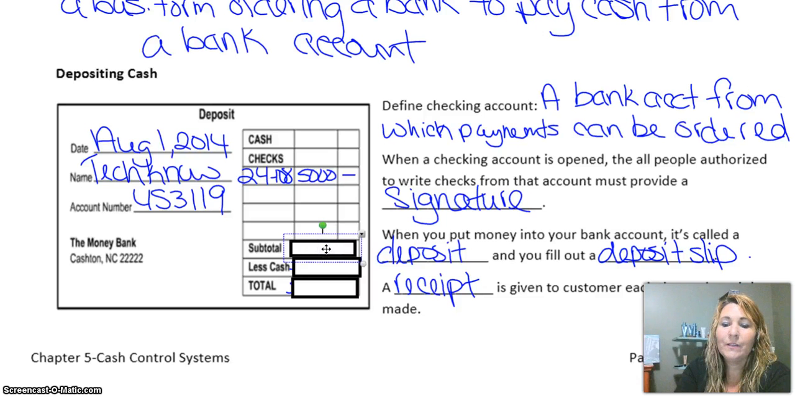We don't have anything else, so our subtotal is $5,000. Less cash. If we were taking out a cash withdrawal or keeping some of the cash from this $5,000, we would put the amount in here. We're not. We're depositing the whole thing, so we'll either write 0 or draw a line through that. And so 5,000 minus 0 is going to give us our total of $5,000.